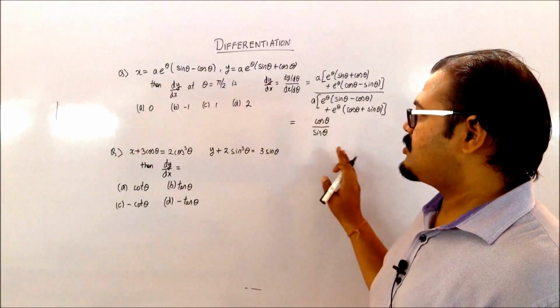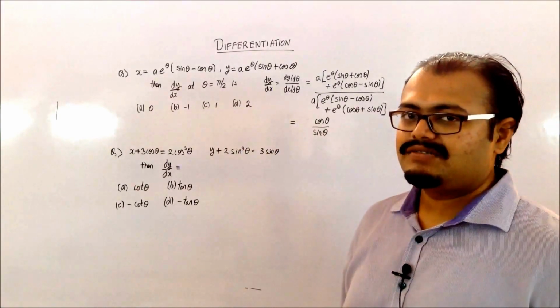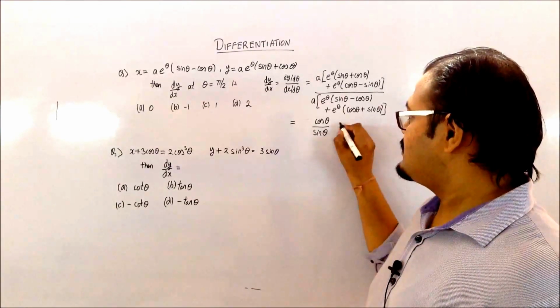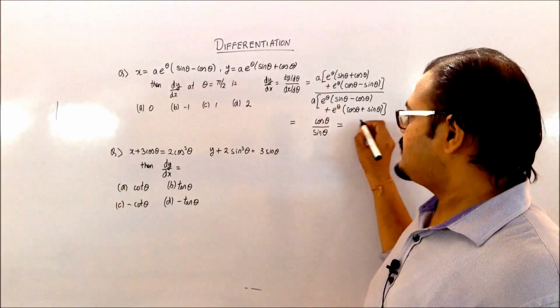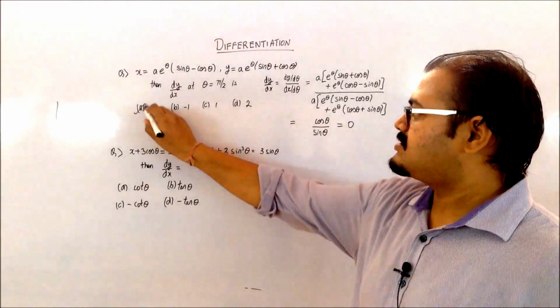theta. So now cot theta, my theta is pi by 2. So cot theta at pi by 2 has a value 0. So it's option A.